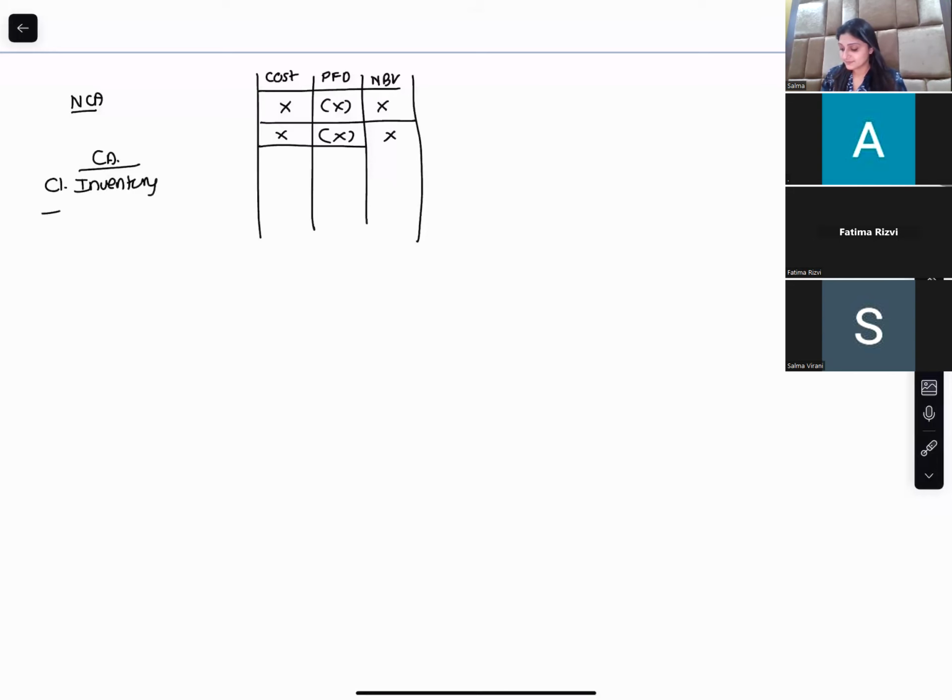Then trade receivables. From the trade receivables, what do you deduct? Bad debts. New bad debts, new RDD, or PDD. Provisions or reserves. It's the same thing.